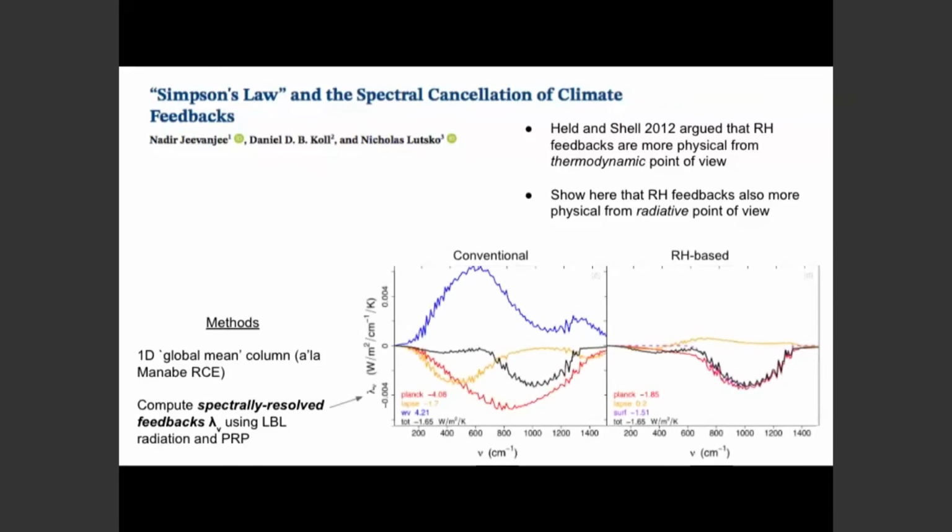So here are just a sample of the results. This spectrally resolved feedback, in this mouthful of units, watts per meter squared per inverse centimeter per Kelvin, is just the spectrally resolved version of the regular feedback, watts per meter squared per Kelvin. That's on the vertical axis, frequencies on the horizontal axis, and this is done in two ways. The conventional way on the left, and then with the RH-based feedbacks on the right. The total feedback is in black and is net negative, as we expect, and then the breakdown into different components are in the colors, labeled as you can see in the lower left. And the first thing to note is that just by eye, the RH-based feedbacks are simpler.